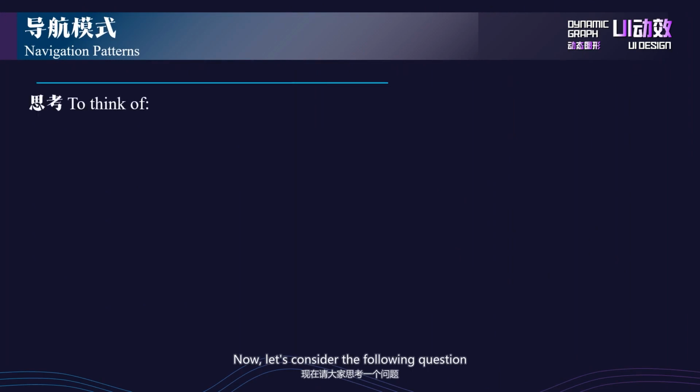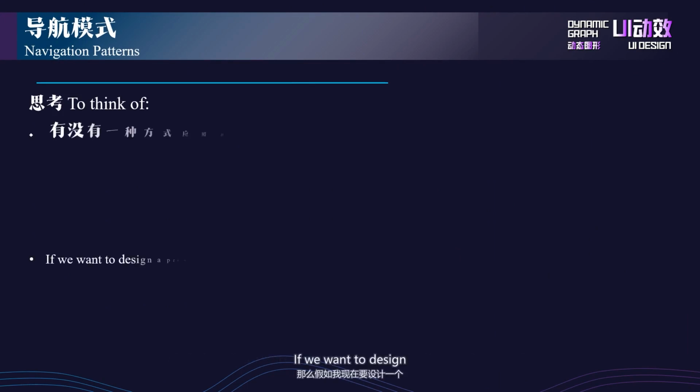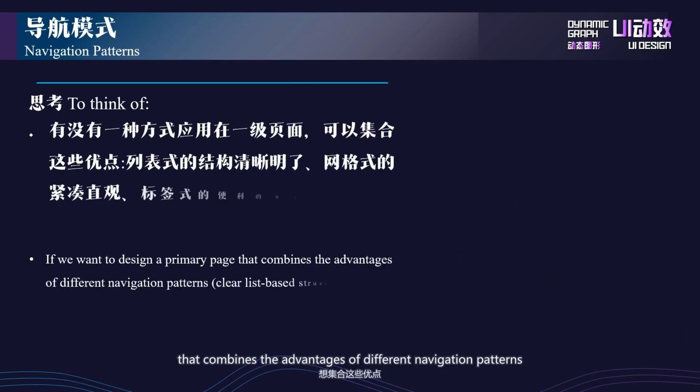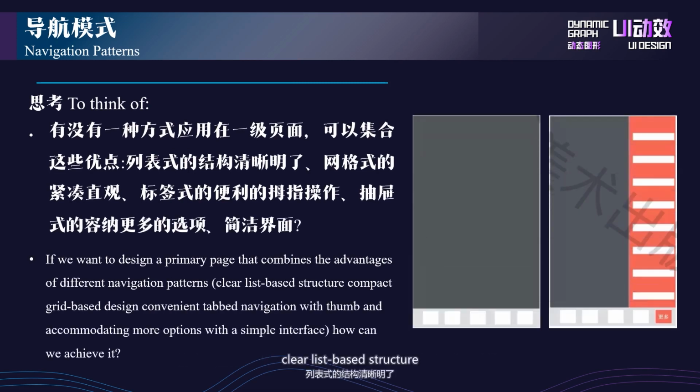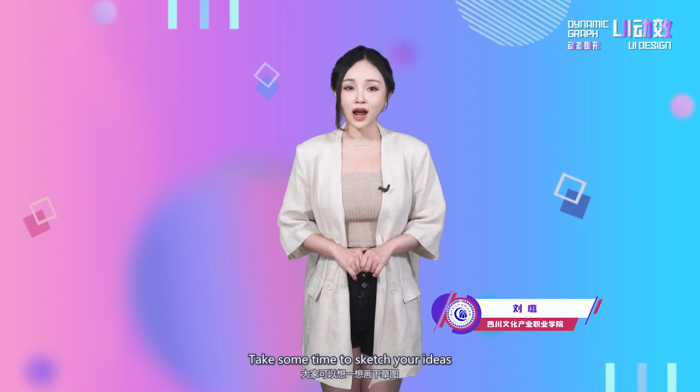Now, let's consider the following questions. Just now, we talked about some commonly used navigation modes in apps. If we want to design a primary page that combines the advantages of different navigation patterns: clear list-based structure, compact grid-based design, convenient tabbed navigation with thumb, and accommodating more options with a simple interface. How can we achieve it? Take some time to sketch your ideas.